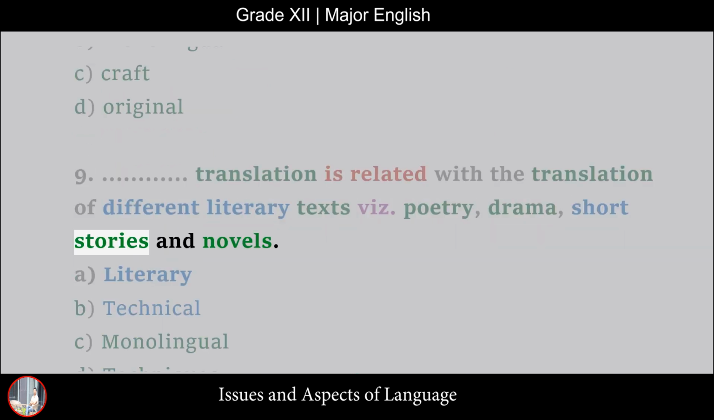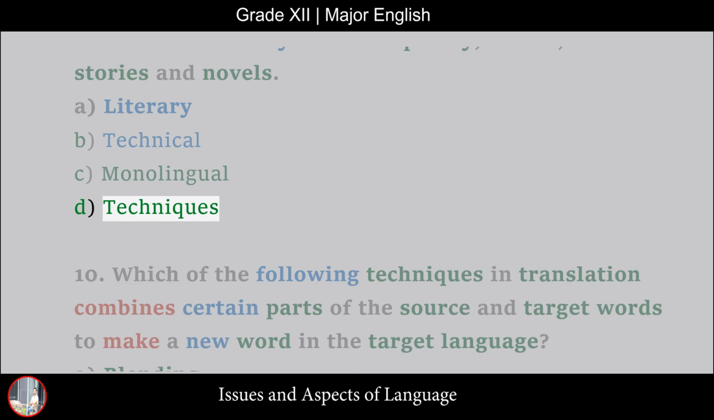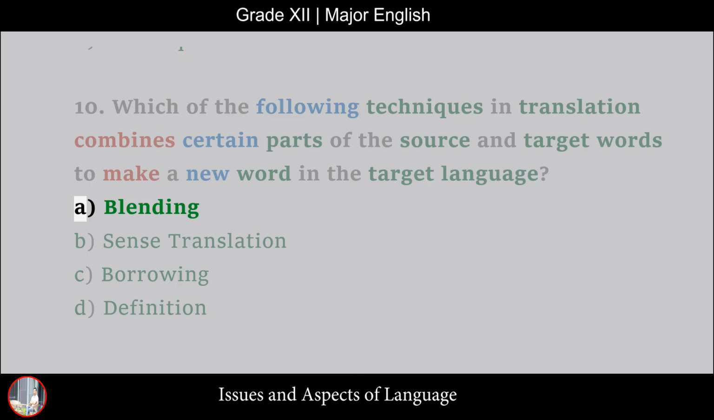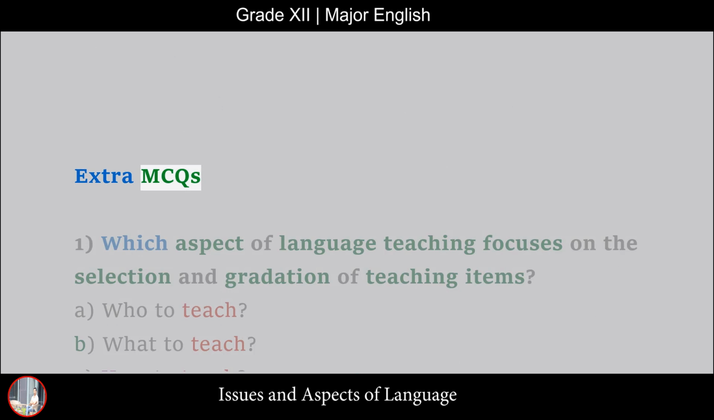9. Translation is related with the translation of different literary texts, viz. poetry, drama, short stories, and novels. A. Literary. B. Technical. C. Monolingual. D. Techniques. 10. Which of the following techniques in translation combines certain parts of the source and target words to make a new word in the target language? A. Blending. B. Sense translation. C. Borrowing. D. Definition.